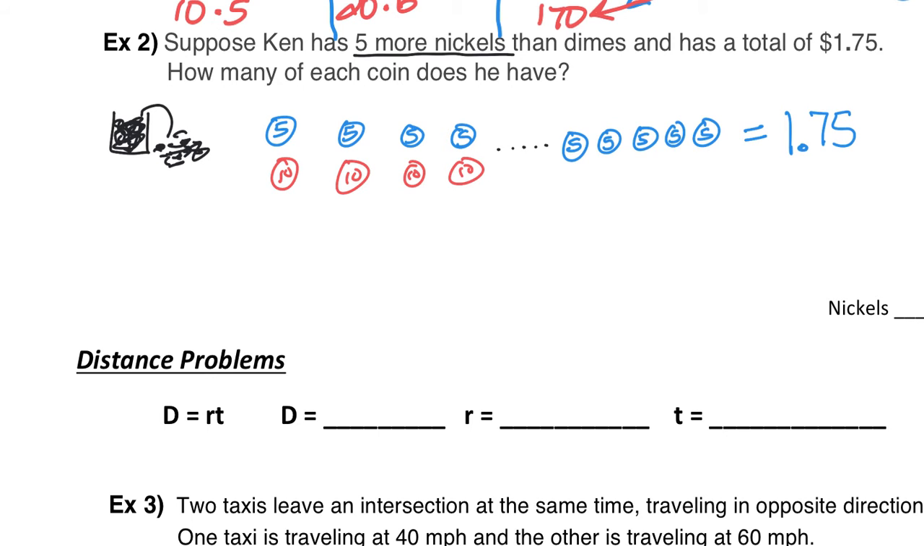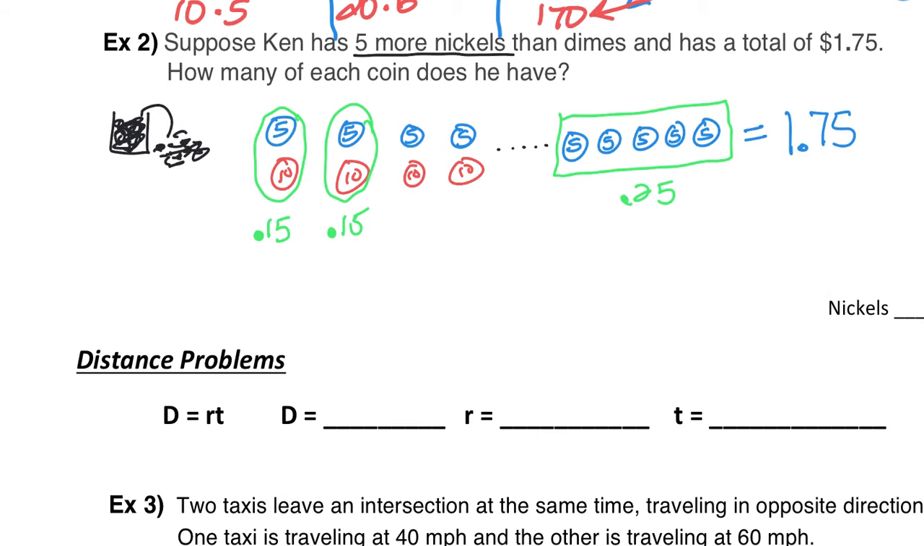So let's see what we know for certain. We know for certain that these coins right here, those 5 individual nickels, make up 25 cents. We know that this pair of nickel and dime makes up 15 cents. This pair of nickel and dime makes up 15 cents. This pair makes up 15 cents.